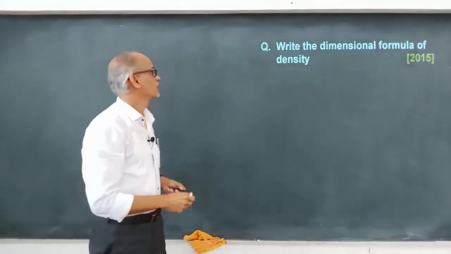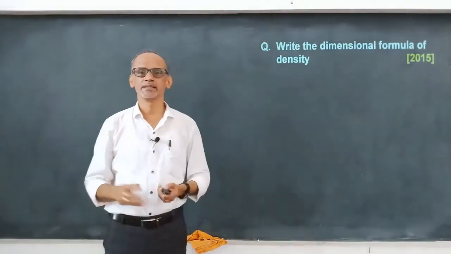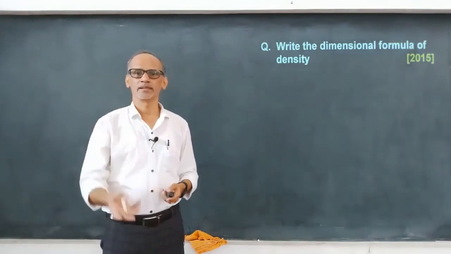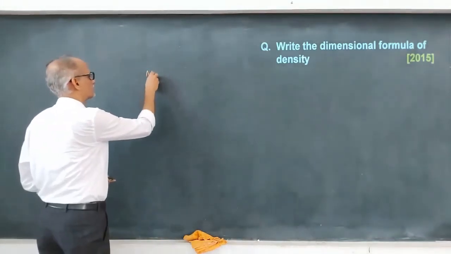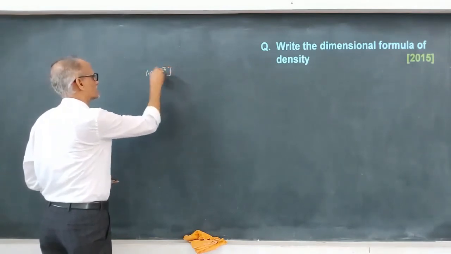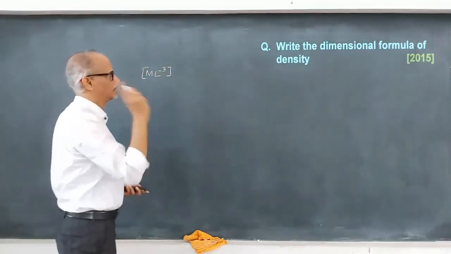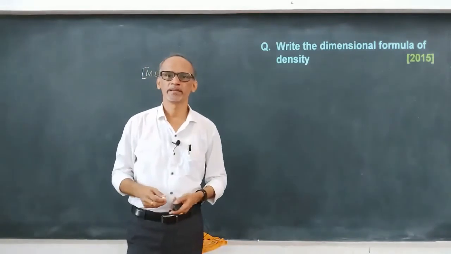The question in the year 2015: write the dimensional formula of density. We have learned all the basics, right? So what do you have to write? M L to the power minus 3. This is the answer to that question.